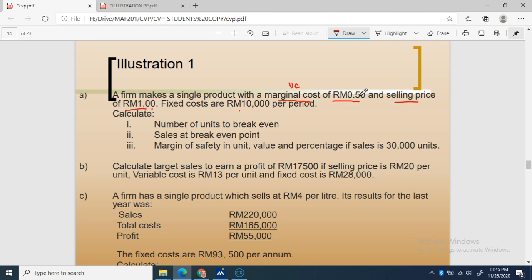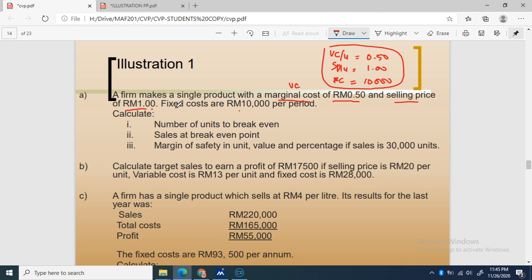Okay, so in CVP analysis, the most important thing that you have to find out is the three things. So variable cost per unit. So how much is 50 cents? And then you should know the selling price per unit. So selling price per unit is 1 ringgit and the total fixed cost. So these are the three things that are very important that you have to know in order to do a CVP analysis. So fixed cost here is 10,000. So these are the three things, okay, in A.